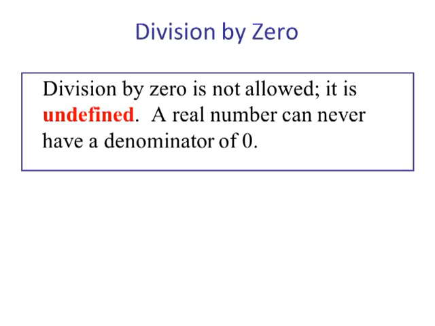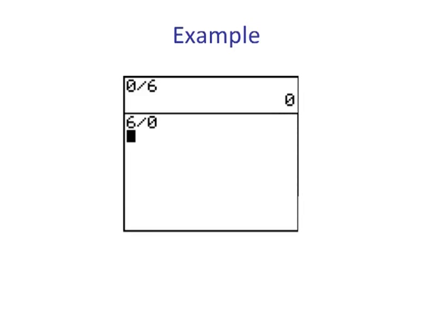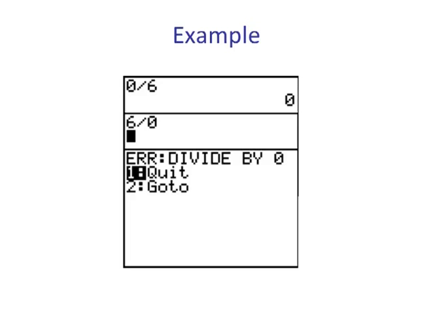We will begin with this slide. Division by zero is not allowed. It is what we call undefined. A real number can never have a denominator of 0. Let's do an example. If I take 0 divided by 6, the result is 0. It's a real number. If I take 6 and divide it by 0, the calculator states that there's an error because this is undefined. It is not a real number.